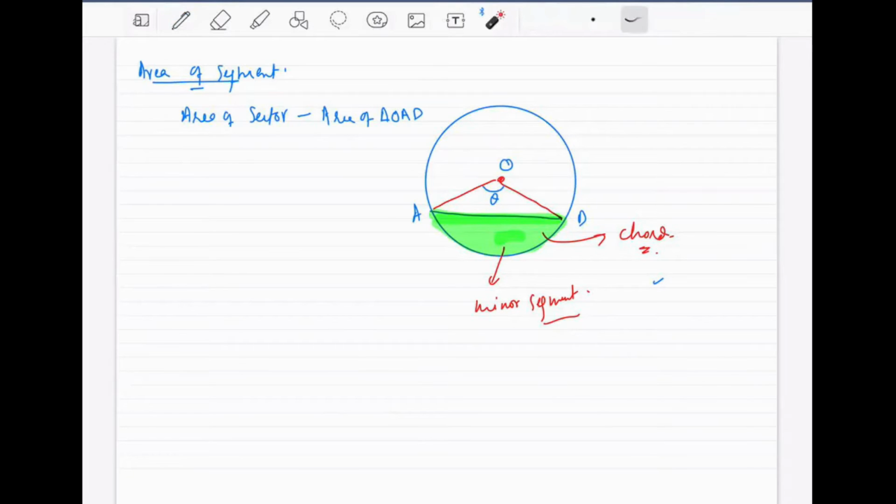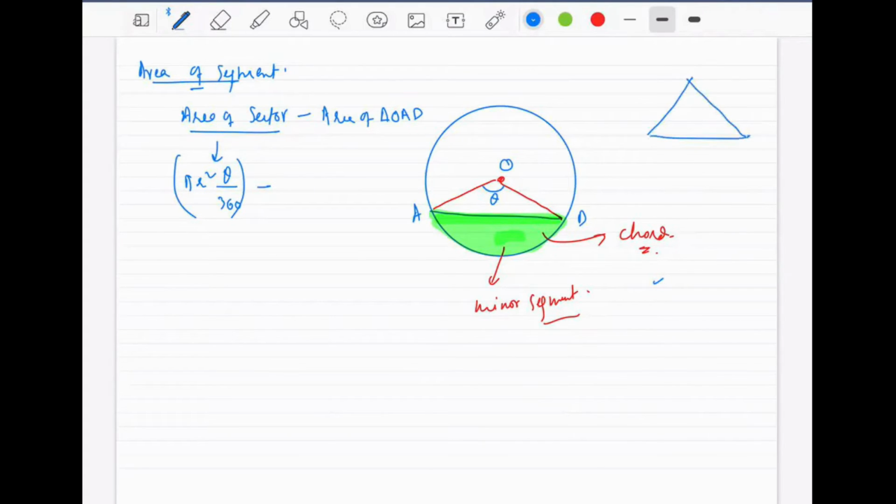Area of sector, do we know? Yes, we do. So the area of the sector is pi r square theta by 360. We have already done this. Minus. What about the area of triangle OAD? The area of triangle OAD, let me draw it on the side. Here is OAD.